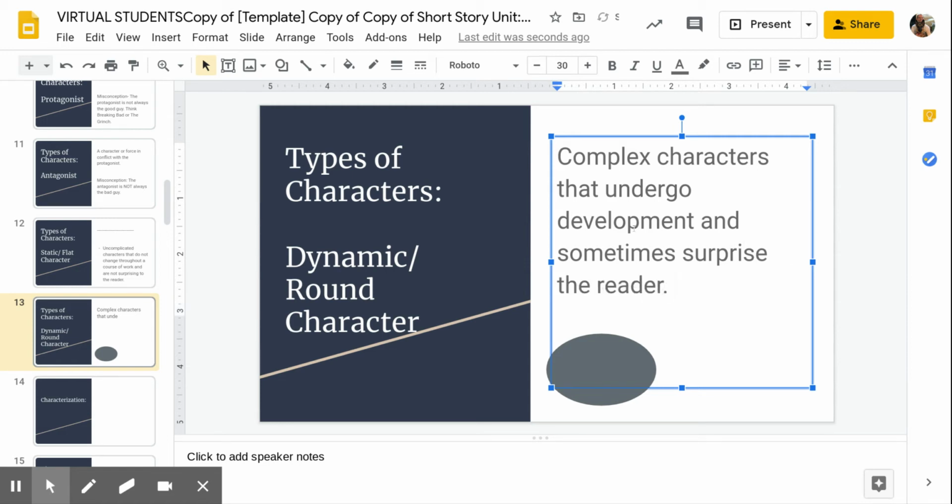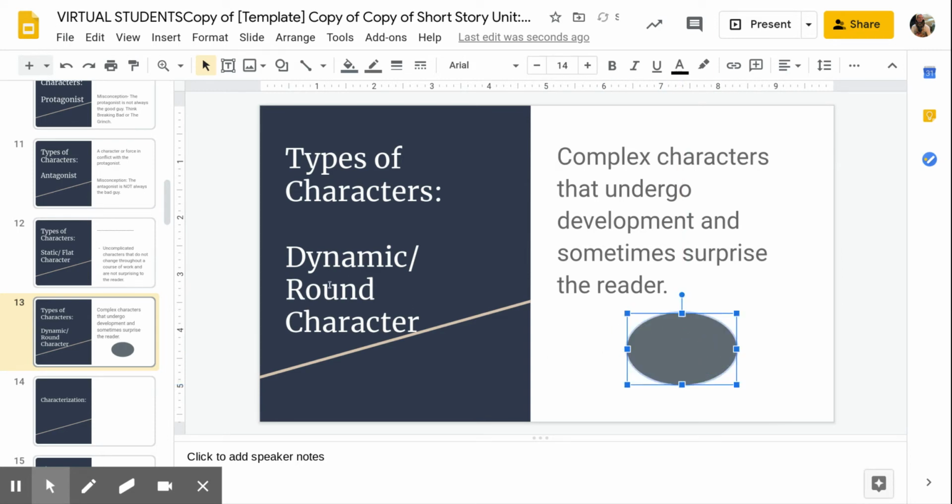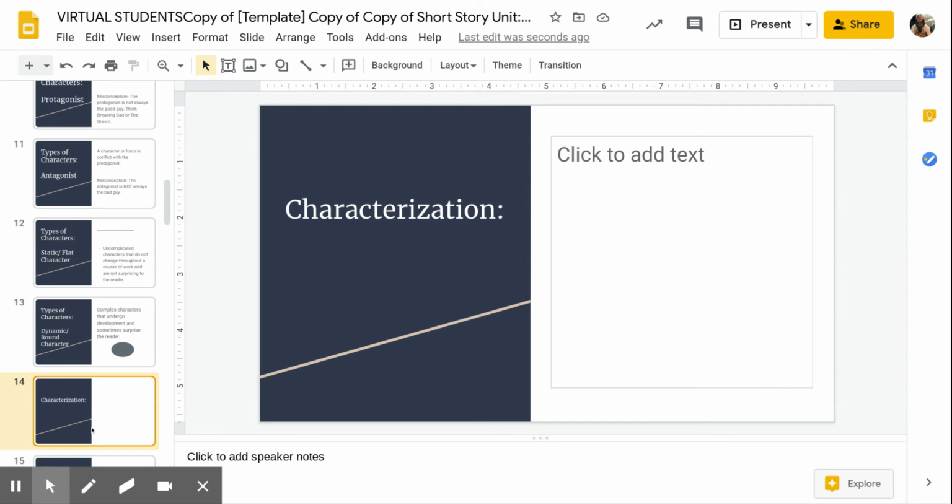So, like I said, a flat or static character is not going to surprise the reader because they're going to stay the same. They're one-dimensional. They're going to stay the same throughout a text, and a dynamic round character is not going to do that. So think about a circle for these, something that's round, as opposed to a flat line for a flat character. Okay, so that's it for our types of characters.